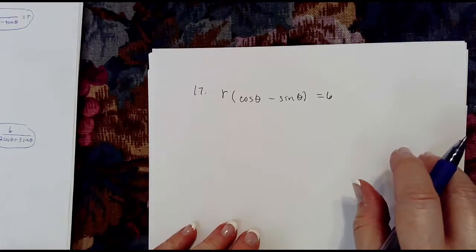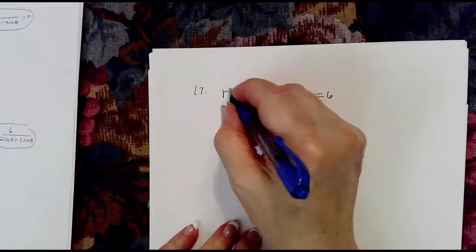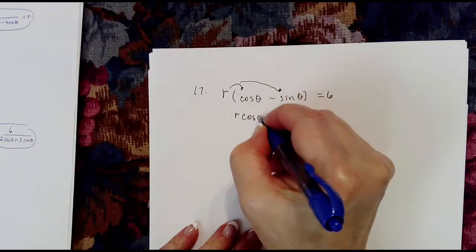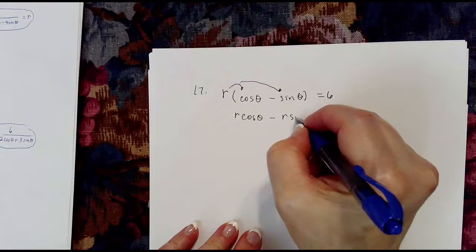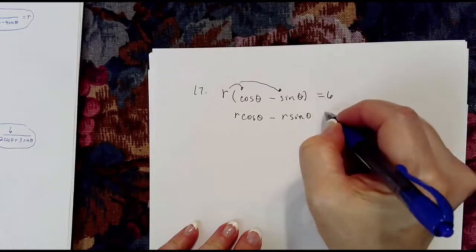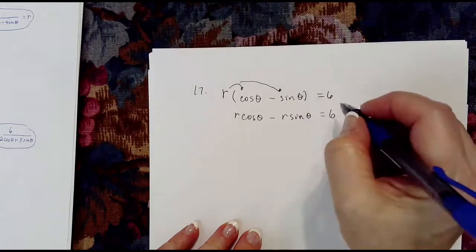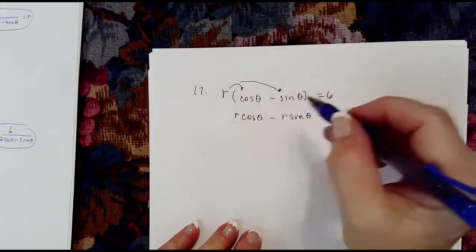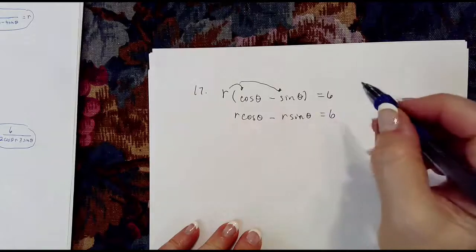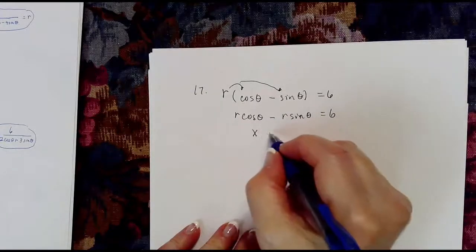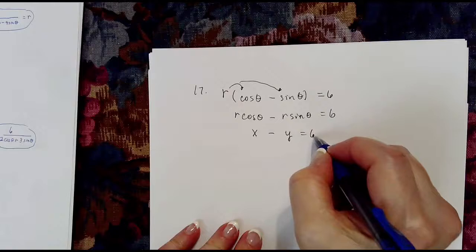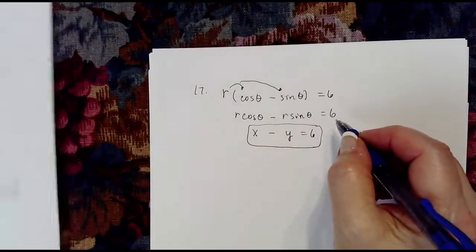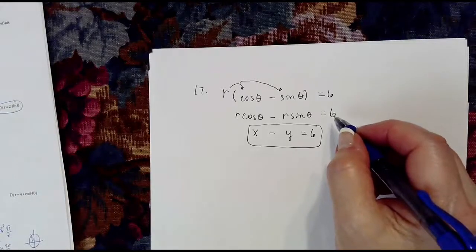Now, what are we going to do first with that r? We're going to distribute the r in to both of those things. So we get r cosine theta minus r sine theta equals 6. Now, this should be familiar to you now, right? What is r cosine theta? What is r sine theta? So we get x minus y equals 6. And there's my answer. So try not to overthink it. Sometimes if we overthink it, then it doesn't help.